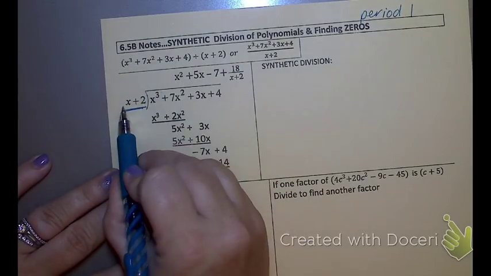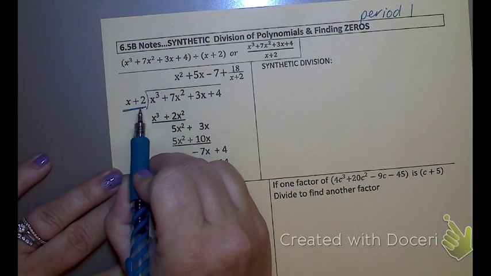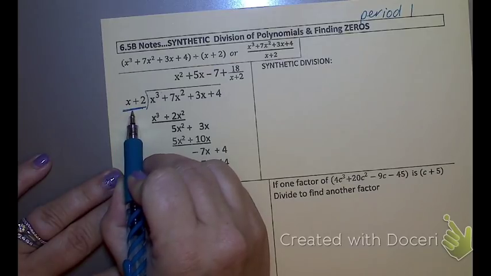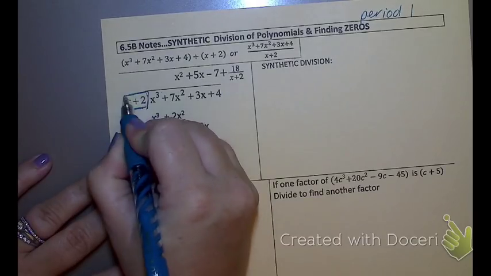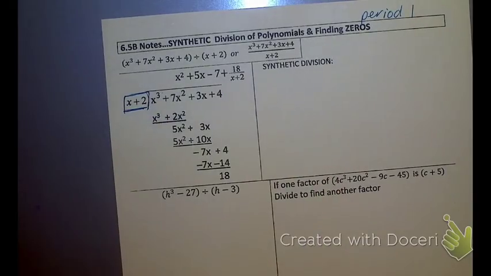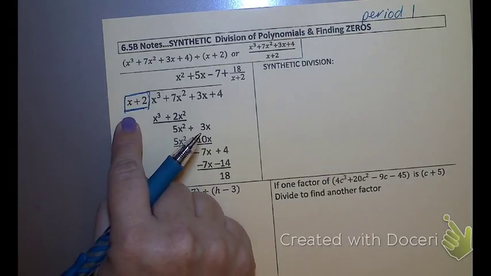As soon as there's something in front of that x, you can't use synthetic division. As soon as you have an x squared, x cubed, anything else out here, you can't use synthetic division. You can only use it when you have a binomial of degree 1 with the leading coefficient of 1. Want me to say that again? A binomial, degree 1, leading coefficient 1. That's your requirement for synthetic division.